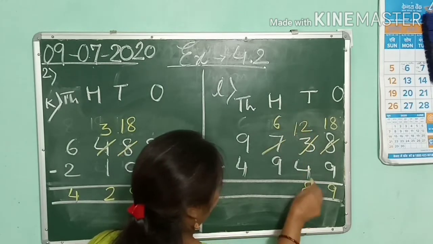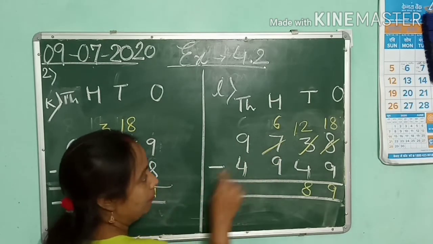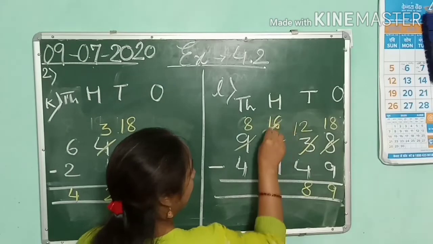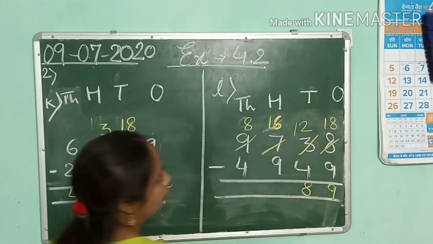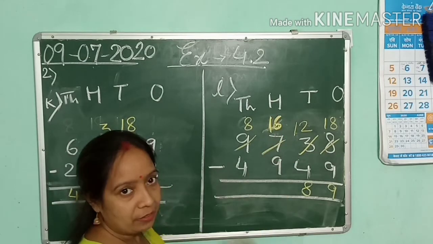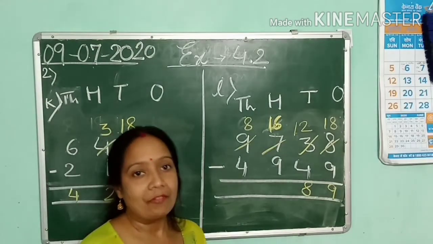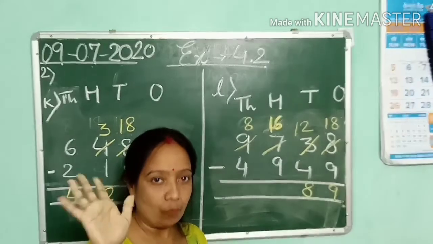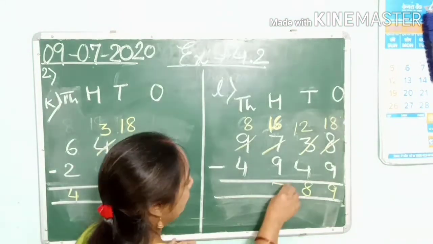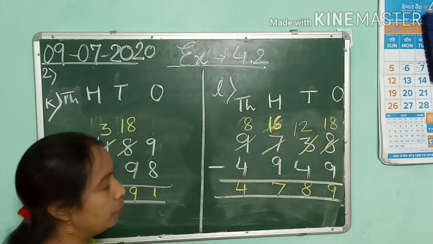12 minus 4, 8. Now you have to subtract 9 from this 6. Again, it's not possible. 6 will borrow from this 9. It becomes 8 and this 6 becomes 16. Now you have to subtract this 16 and 9. So 16 minus 9, you count it, children. After 9, 10, 11, 12, 13, 14, 15, 16. How many figures? 7. So right here, 7. And 8 minus 4 is your 4. I hope it's clear now.